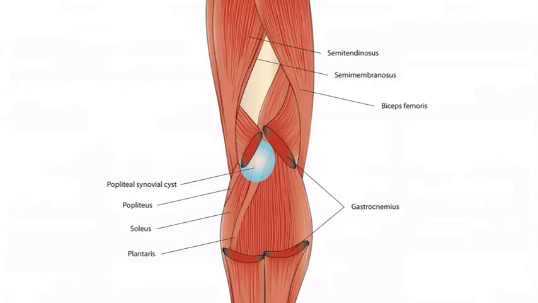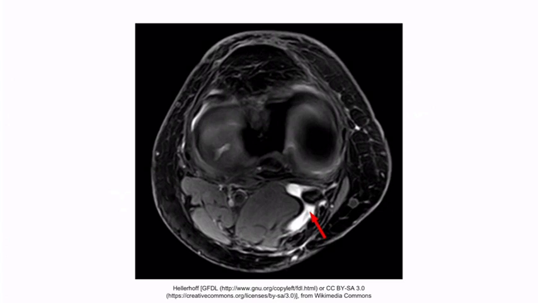This is an image of a popliteal synovial cyst, which you can see right here. Again, this is also known as a Baker's cyst. Notice that it's an enlargement of the bursa between the gastrocnemius and the semimembranosus muscles. You can also see the popliteus muscle right here, so it makes sense that the bursa is in the popliteal fossa. This is an axial MRI of the leg. You can see this enhancement on the posterior aspect of the knee, which is a Baker's cyst.